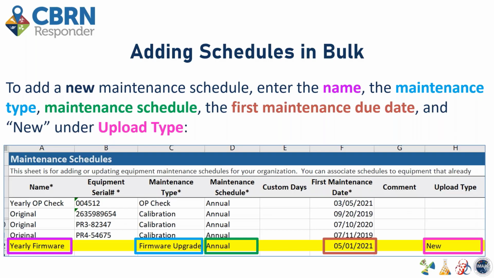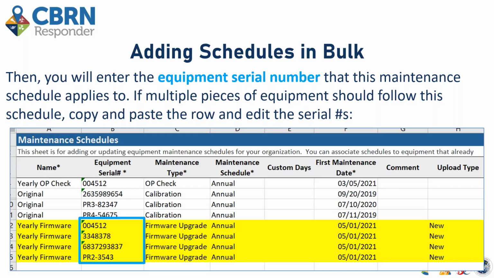And to add a new maintenance schedule, there's going to be a few required fields that you'll need to include. So the first being the name. So an example here, yearly firmware. The maintenance type could be firmware upgrade. You'll enter the schedule, the first maintenance date, and then the upload type. And again, that serial number is going to be really important. That is what the different records are going to link off of.